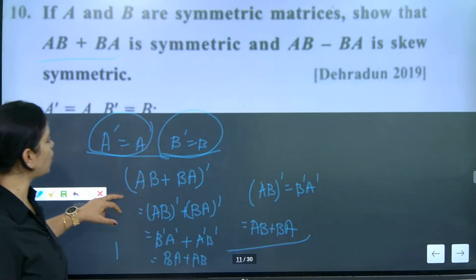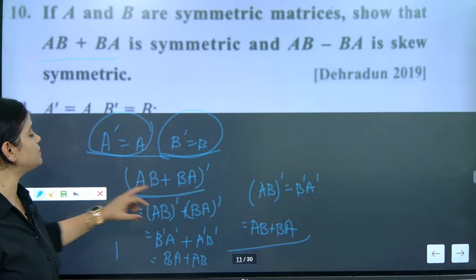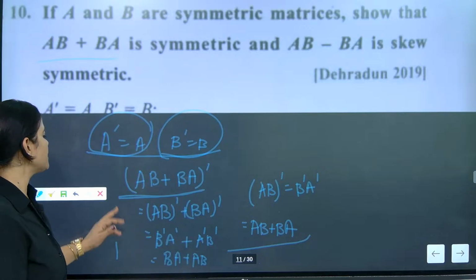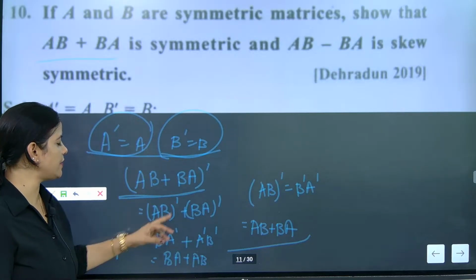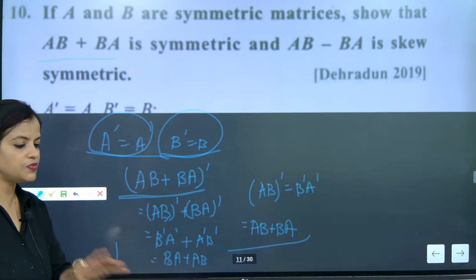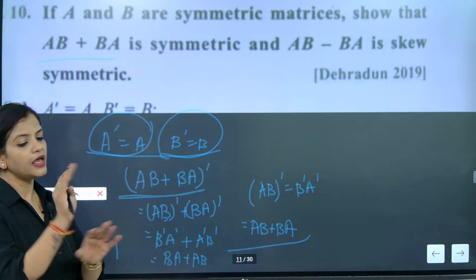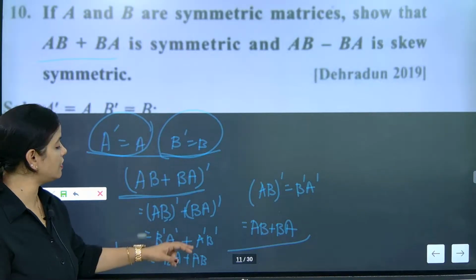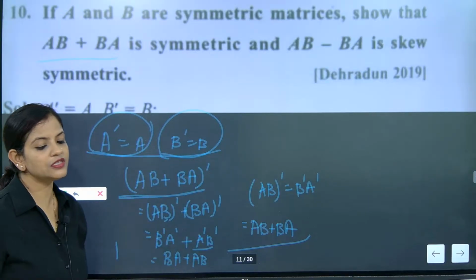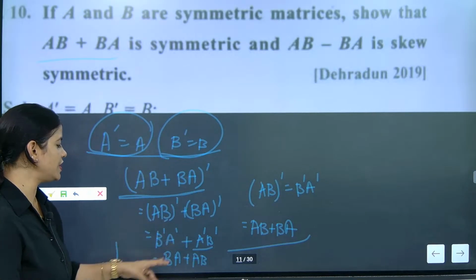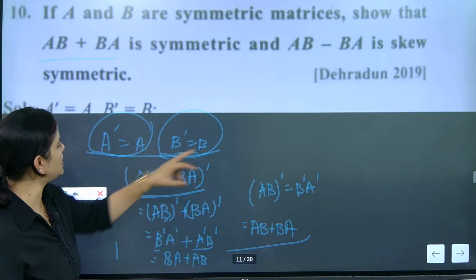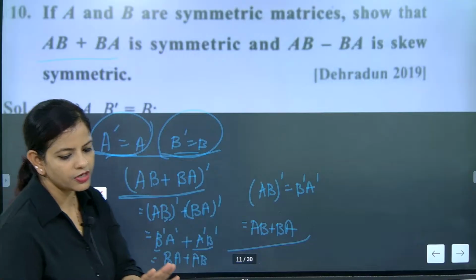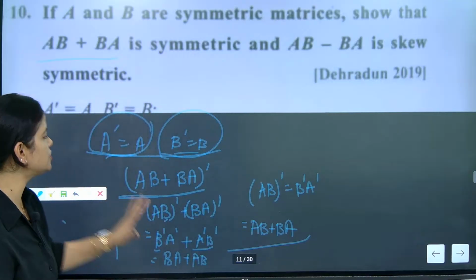Next, they have told us to prove that AB plus BA transpose is a symmetric matrix. Here, first we distribute the transpose. Once we distribute it, AB transpose will become B transpose A transpose, and BA transpose will become A transpose B transpose. This is one of the theorems. Once we did it, B transpose is equal to B, A transpose is equal to A. Bingo, we got BA plus AB. That's the most important part, and the symmetry part is proved.